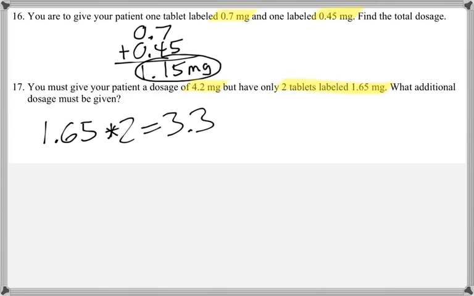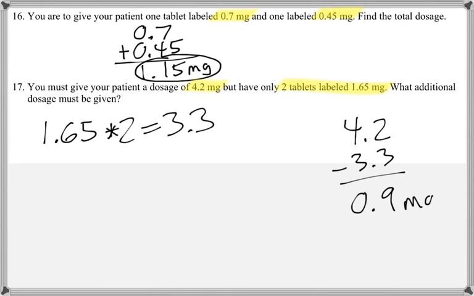So then to figure out what additional dosage must be given, I need to take the 4.2 and then subtract the 3.3. So we need an additional 0.9 milligrams.